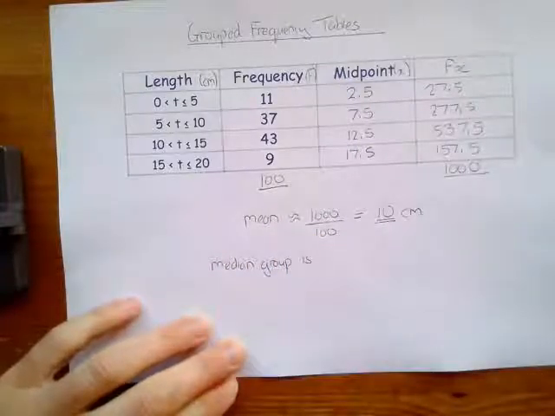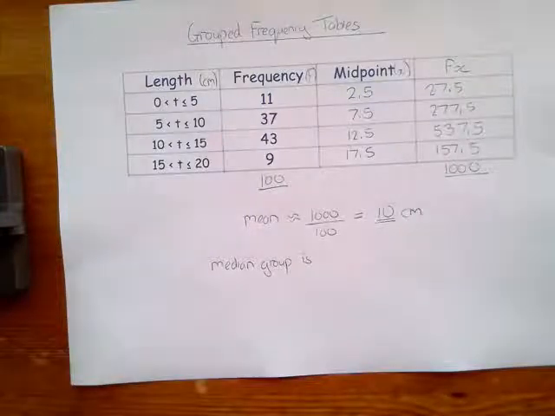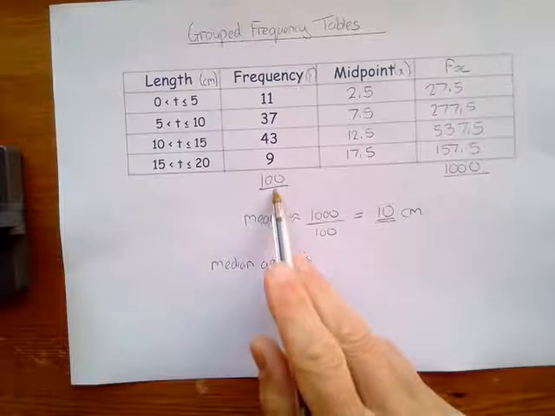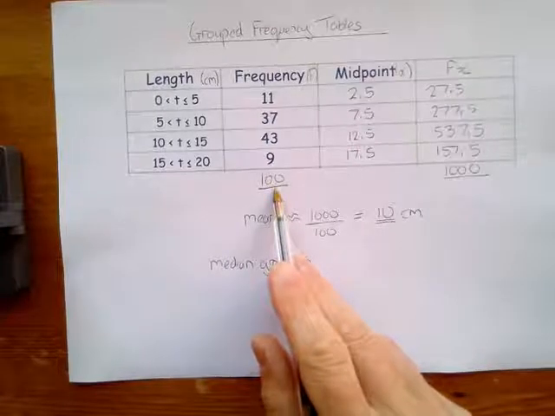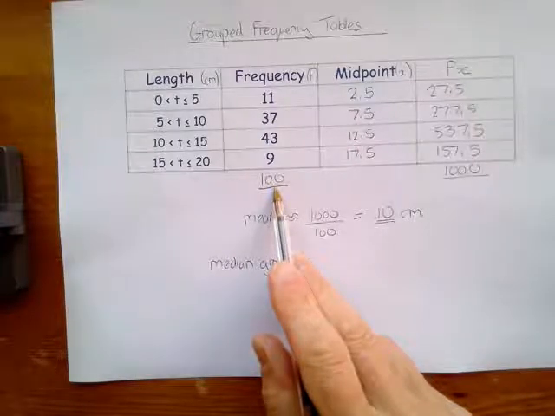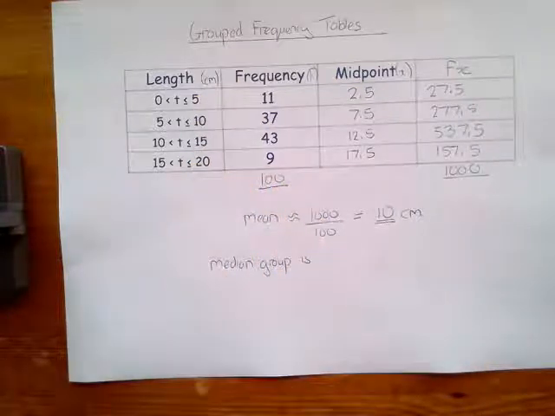Okay, so median is the worm in the middle. However, in this case, there are two middle worms. It's the 50th and the 51st worm. They are the middle worms. And the question is, in which of these groups do the middle worms lie?